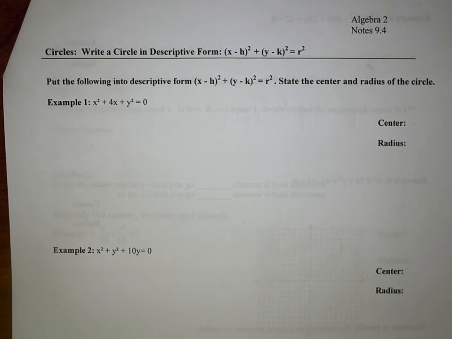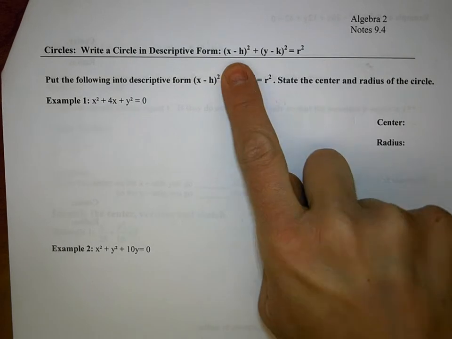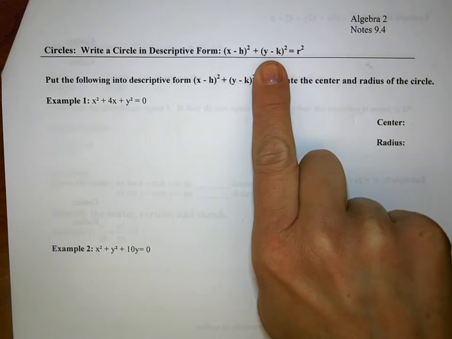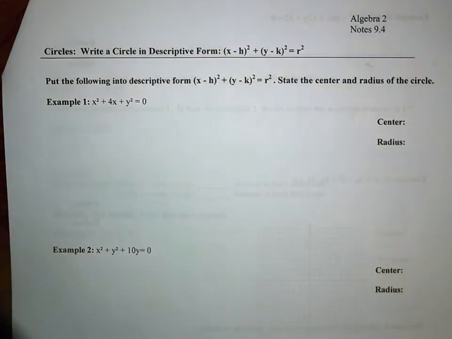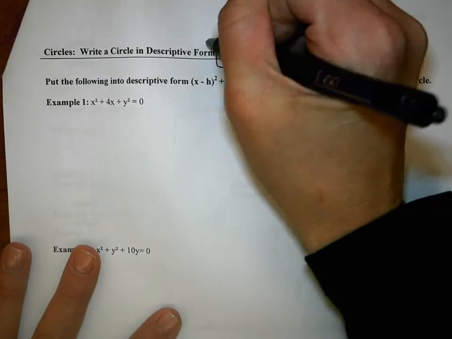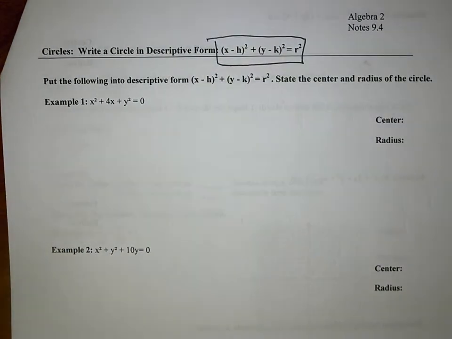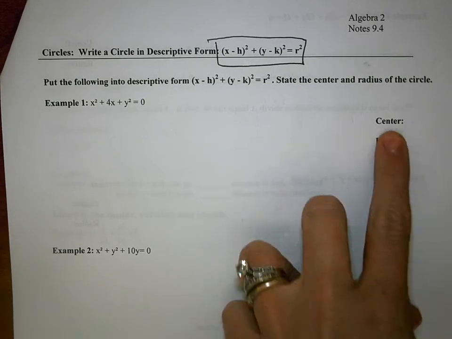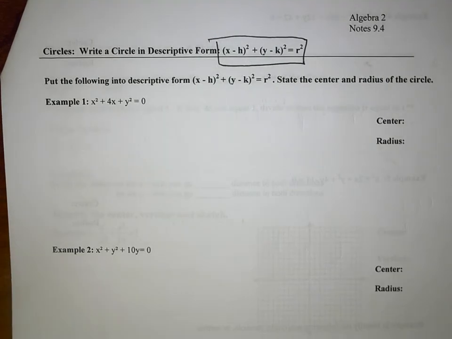Okay, 9.4. Today we're talking about writing circles in descriptive form. Okay, descriptive meaning x minus h squared plus y minus k squared equals r squared. This is descriptive form. For each of these, we are going to put them in descriptive form, and then we're going to write our center and our radius.